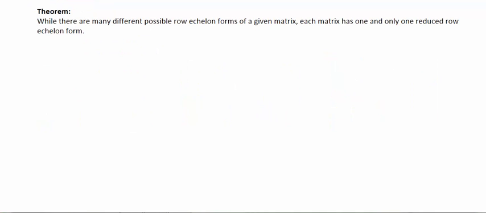So it's important to note that there are many possible different row echelon forms of a matrix. However, each matrix only has one reduced row echelon form. So I can get it into many different row echelon forms, but if I want to go all the way down to reduced row echelon form, it will always have the same result, provided I start with the same matrix.